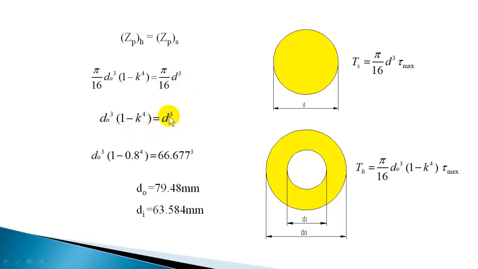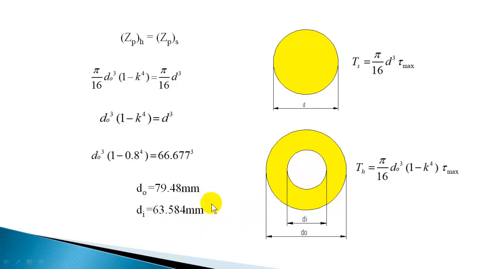And we already got d, so you can substitute for d, and the diameter ratio of the replaced shaft is 0.8. So substituting that, you can find out the outside diameter. So outside diameter is 79.48. So the replaced shaft should have an external diameter of 79.48 mm. Once you get the external diameter, you can multiply with the diameter ratio to get the internal diameter. So the internal diameter is 63.584 mm. So these are the diameters of the replaced shaft.